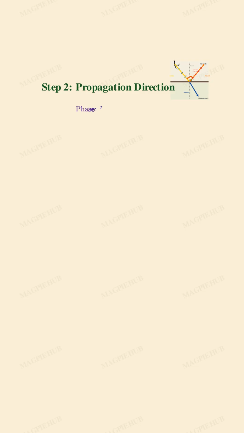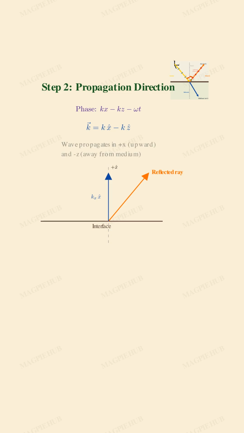Step 2. Determine the propagation direction. The reflected wave travels upward, away from the surface. Looking at the phase term in the wave expression, kx minus kz minus omega t. This means the wave vector k has a positive x component, meaning the wave travels upward along the normal direction, and a negative z component, meaning it travels away from the medium. This is exactly what we expect for a reflected ray bouncing off the surface and going back into the air.